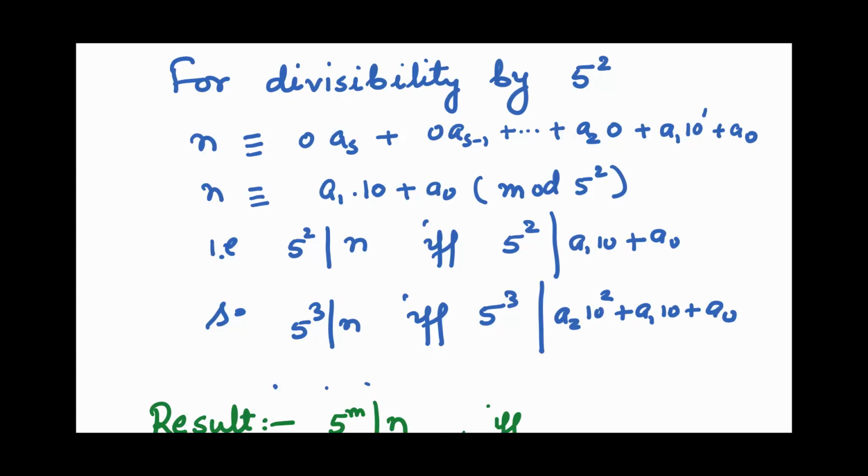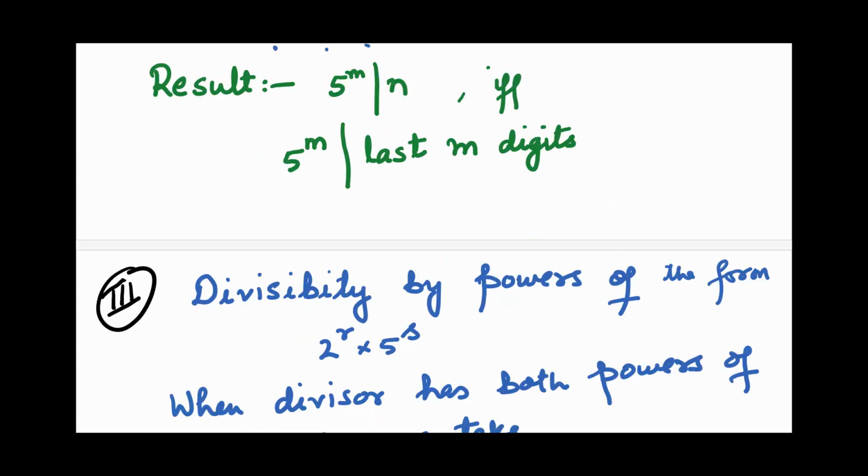In the same way, 5 cube will divide n if and only if 5 cube divides the last three digits a_2 10 square plus a_1 10 plus a_0. So the result is 5 to the power m divides n if and only if 5 to the power m divides the last m digits.